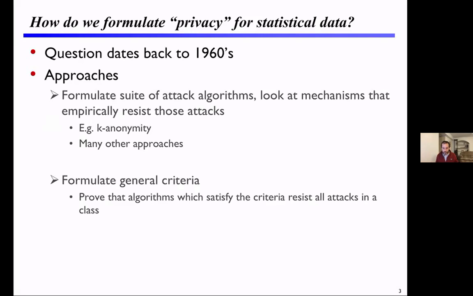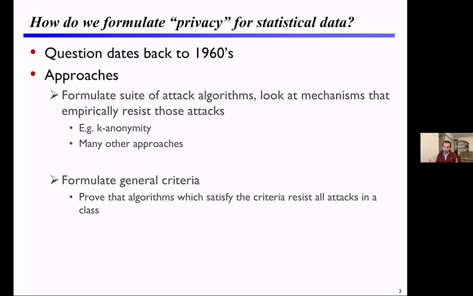It's been looked at since the 1960s. There are very broadly two approaches people have taken. One is an ad hoc approach where you formulate a specific set of attacks, and you look at algorithms or mechanisms for publishing stuff that resist those particular attacks. A classic example of that is what's called k-anonymity that I'll talk about. There are a bunch of others.